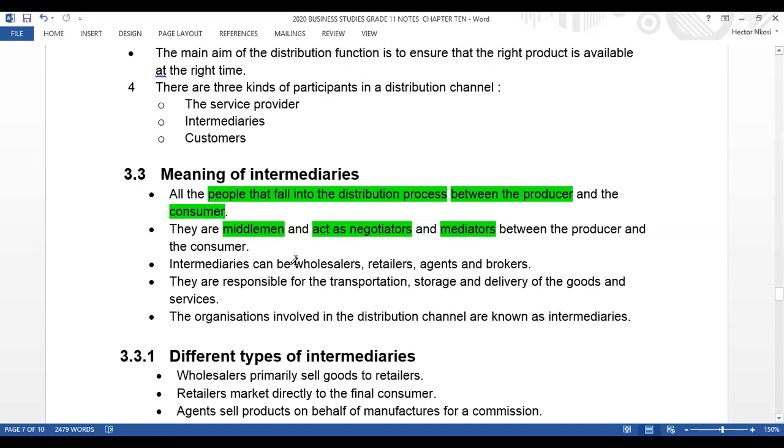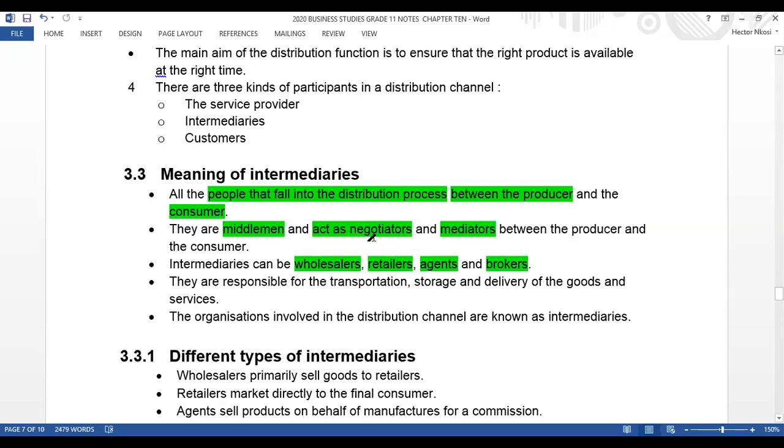Intermediaries can be wholesalers. So your intermediaries can be seen as what? As your wholesalers. They can also be seen as retailers, and as agents and brokers. Yesterday I made an example with a wholesaler, a retailer, agents, and brokers. They can act as your intermediaries. They are responsible for the transportation, storage, and delivery of the goods and services. The organizations involved in the distribution channel are known as intermediaries.